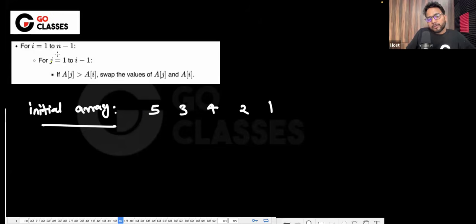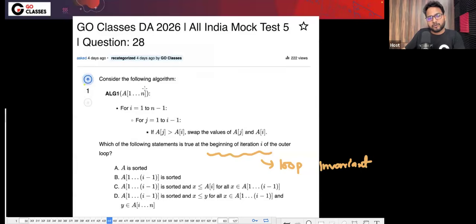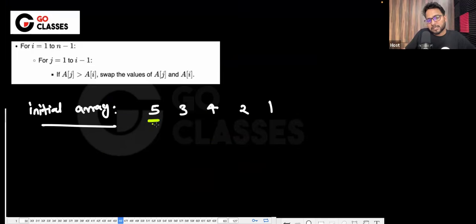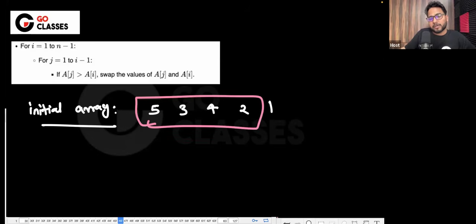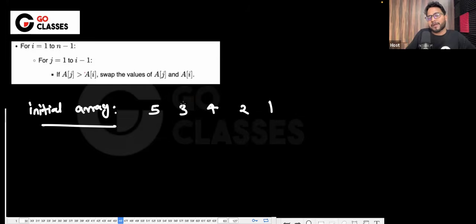Now, what they're saying is that you will be running till n minus 1. The indexing is from 1 here, because you can see the array is 1 to n. So this is 1, this is 2, this is 3, 4, 5. Now, they are saying that you will be running the outer loop till n minus 1, and the inner loop you will be running till i minus 1.